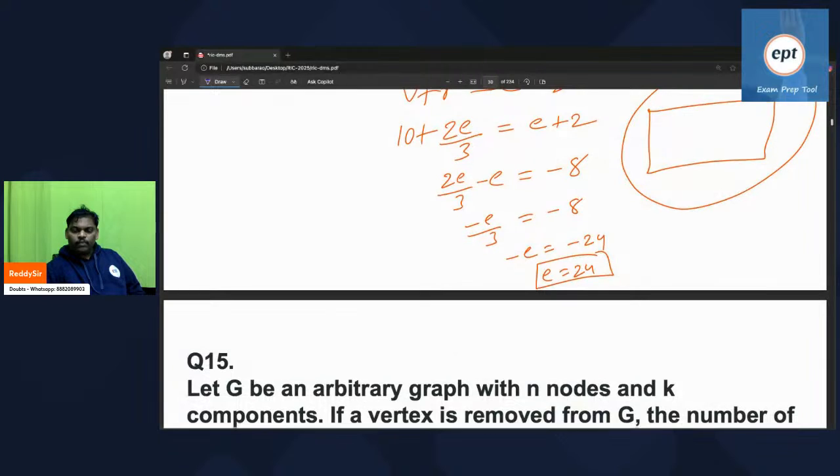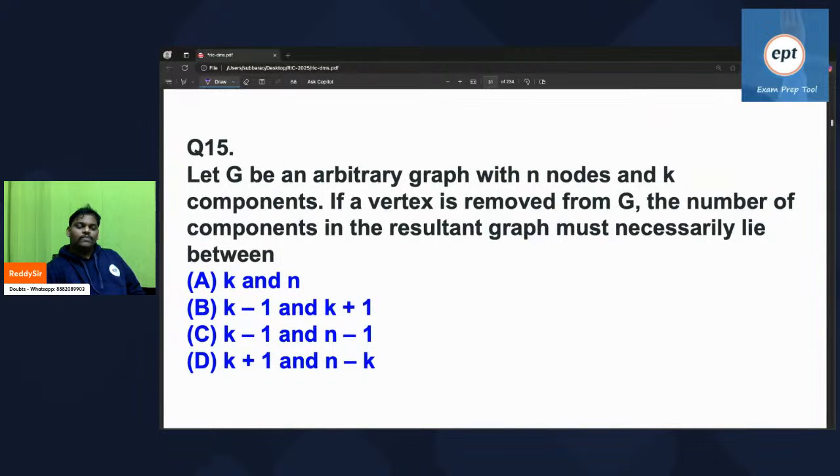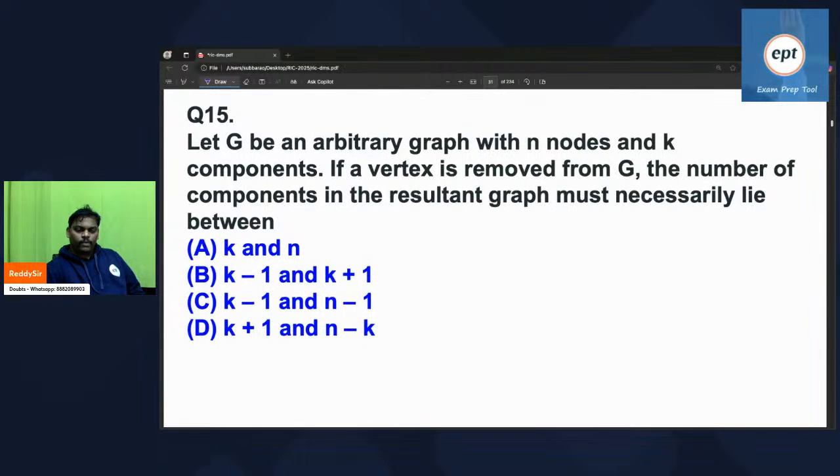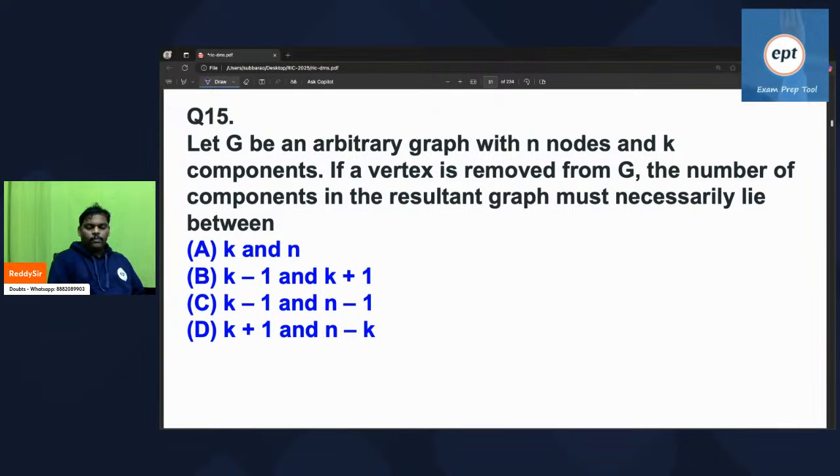Okay, perfect. Let's move to the next. Can you try this problem also? Try, everyone.